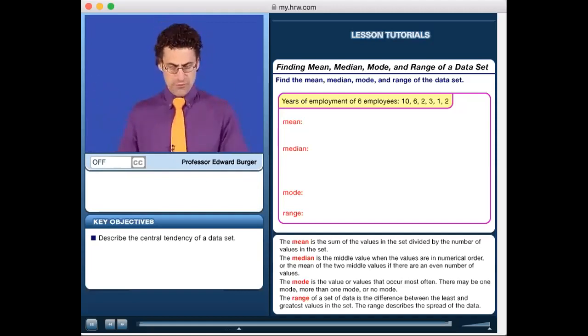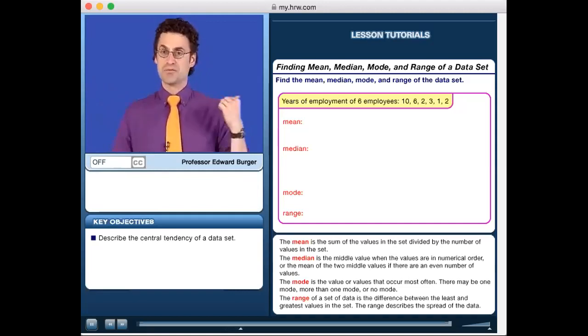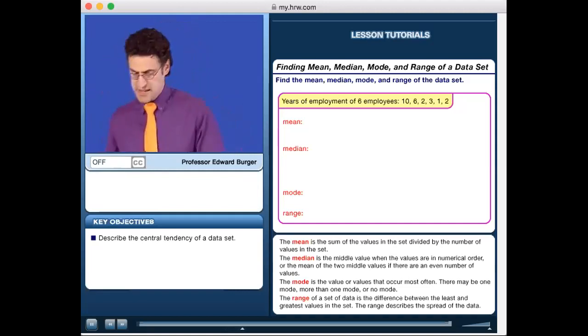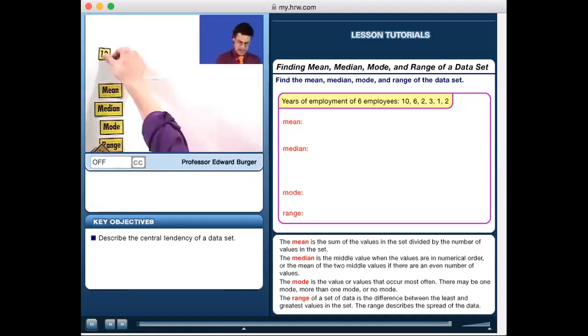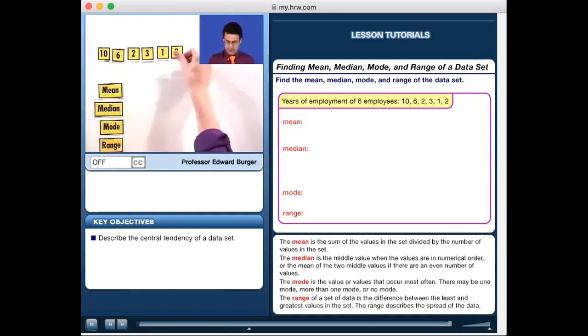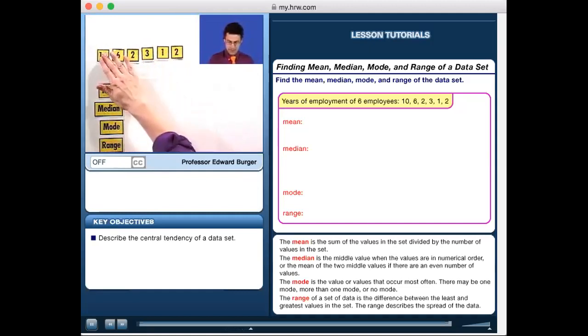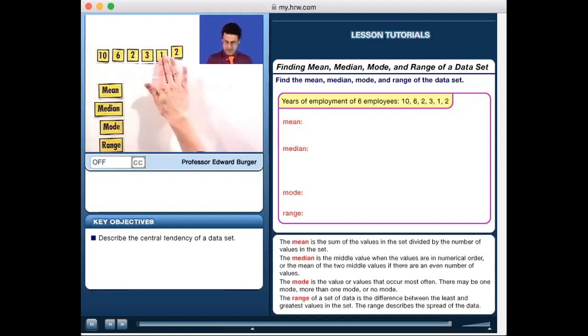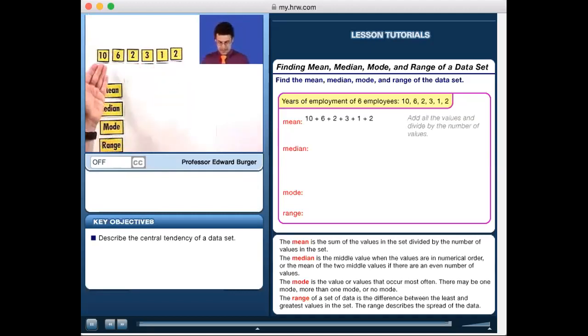So let's compute all 4 of these measures of central tendency for this particular data set. So for this data set, in years employment, we have 10, 6, 2, 3, 1, and 2. Okay, so the first thing we want to do is compute the mean. So the mean is just the usual average that we're used to seeing. How do we do that? Well, we add up all these values. So we take 10 and 6, that's 16, 17, 18, 19, 20, 21, 22, 23, 24. So we have 24.